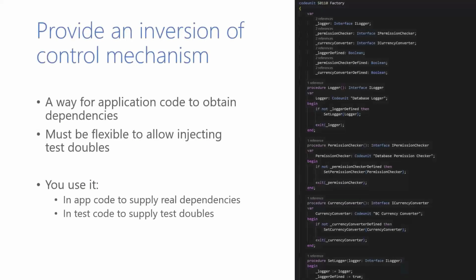The second step is to provide some kind of an inversion of control mechanism. I cannot talk about inversion of control too much today. This is a topic of its own. But inversion of control means that you need to have a mechanism which allows your code to receive its dependencies from the outside, so that your code does not decide about dependencies itself anymore.